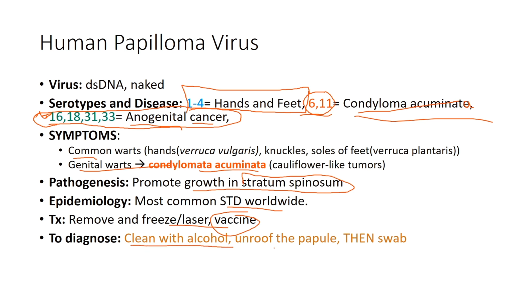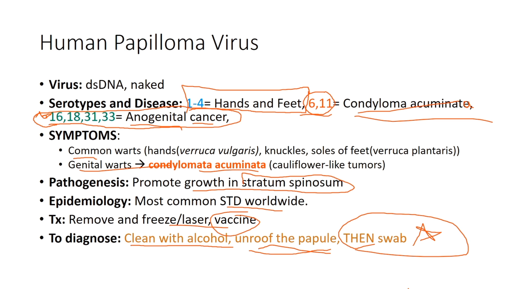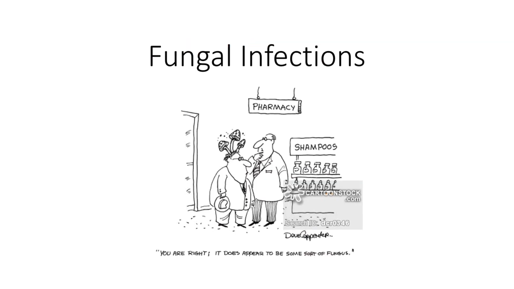And diagnosis, pretty much you clean the wart with alcohol, you unroof it, and then you swab. This is actually super high yield. I don't know why it's so testable in micro, but I guess it's because warts are so common, you want to make sure that your diagnosis is proper. So you got to clean it, then you unroof it, then you swab it in order to get actually some of these viruses, so you can diagnose it properly. So that's actually how you do this.